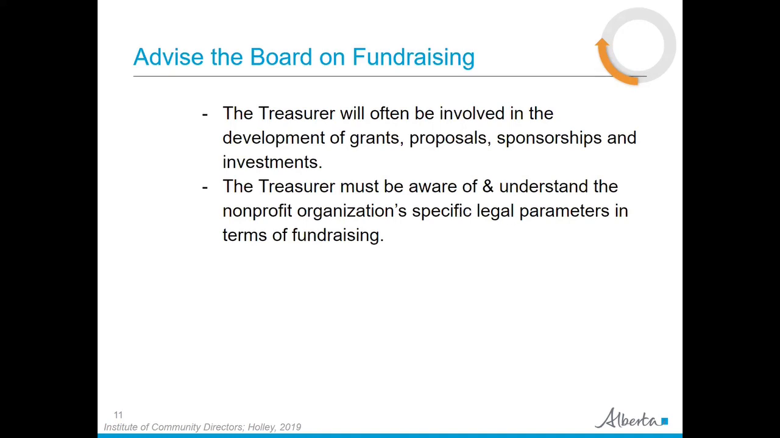The treasurer also needs to understand the legal parameters of the nonprofit and what is possible in terms of fundraising. For example, if the nonprofit has registered charity status through the Canada Revenue Agency, or CRA, then the treasurer needs to understand the CRA rules and regulations related to fundraising.